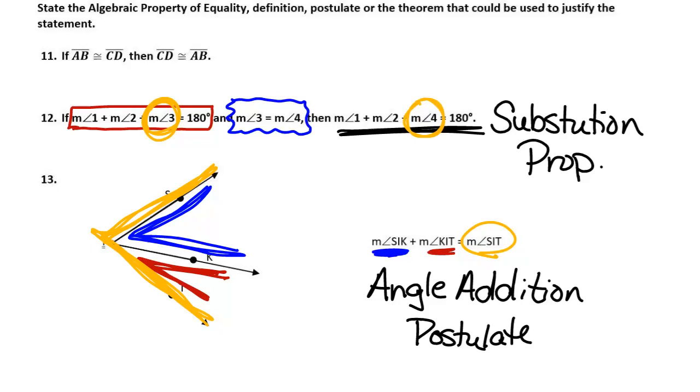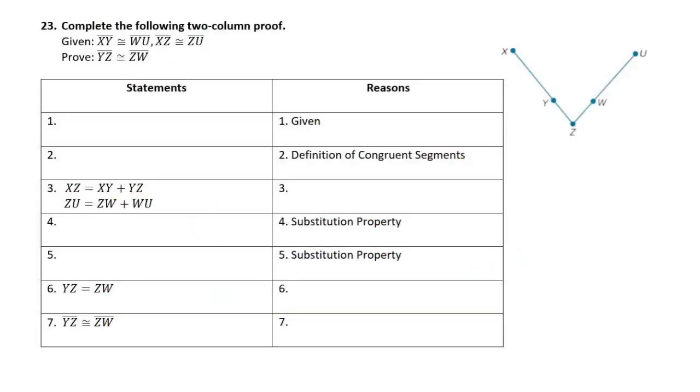Then you said 23, right? Okay. 23, next to last. Yep. For 11 through, I think it's 19, it's just what's the reason that you would use in a proof if you saw this? Yes. There will be some like that on the test, like what is it that we're using to say this?